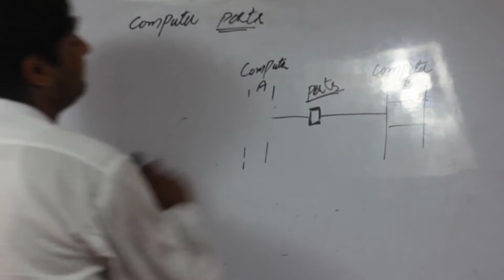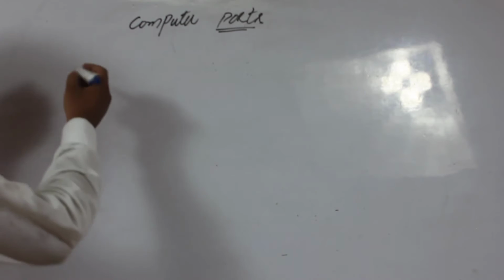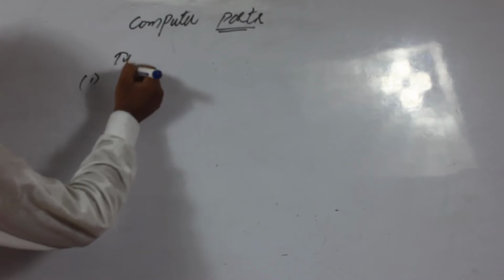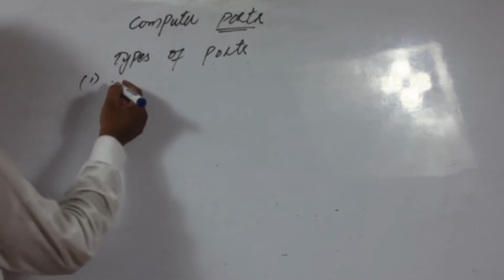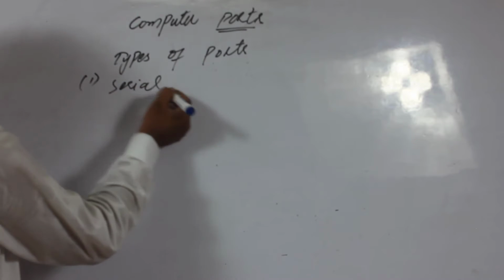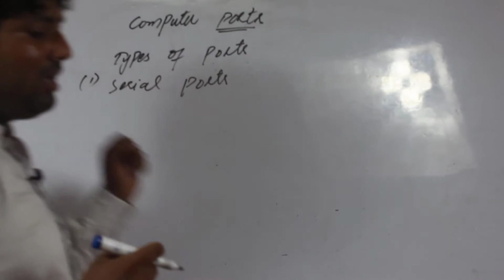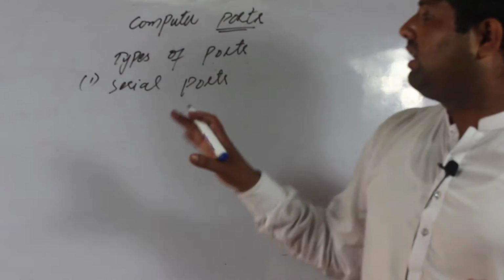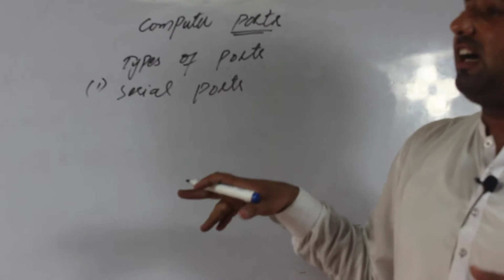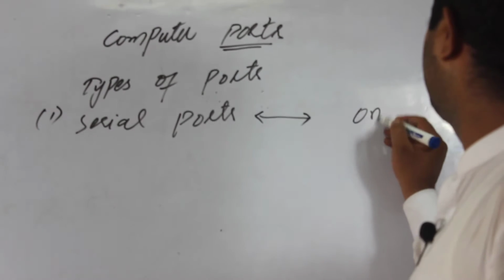Now, we discuss the types of port. The first type is the serial port. In a serial port, we use a type of socket with the ability to transfer data only one bit at a time.